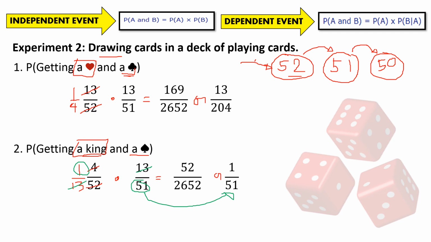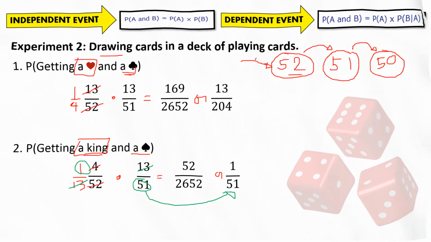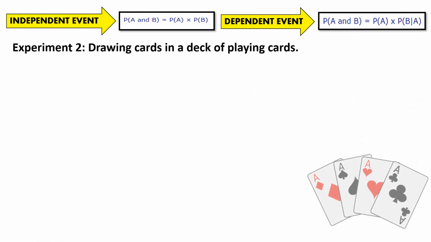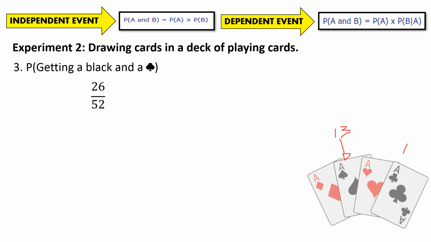Number 3. Again, keep in mind that this is only a matter of visualizing the experiment. For number 3, probability of getting a black and a club. The number of black cards that we have is 26 over 52. Why? Because we have 13 pieces for each suit, 13 for the spade and 13 for the clubs. So 13 plus 13, that's why we have 26 over 52.